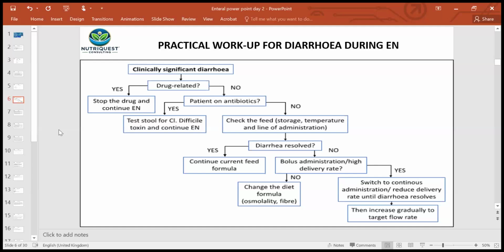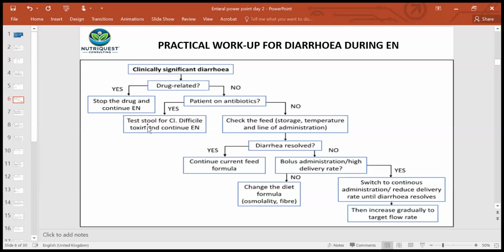Could there be any antibiotic that this patient is on that is affecting them, especially the oral drugs? So if there is no drug related, then you go further and ask, is the patient on antibiotics? That's another question that you need to ask. So you need to go to the treatment sheet and check.